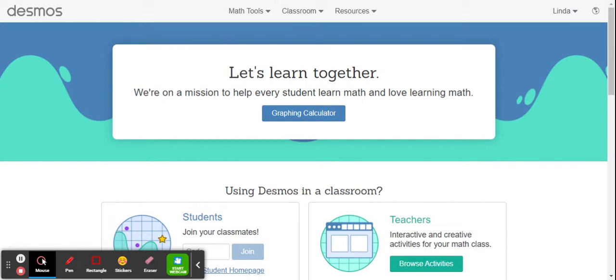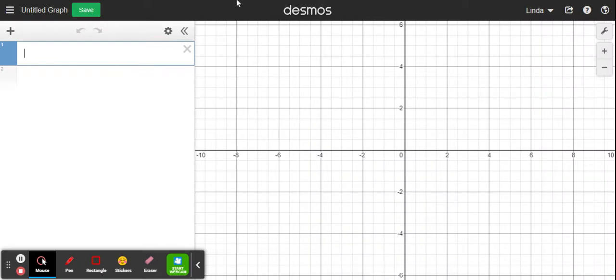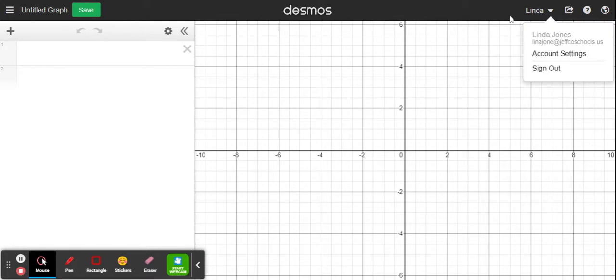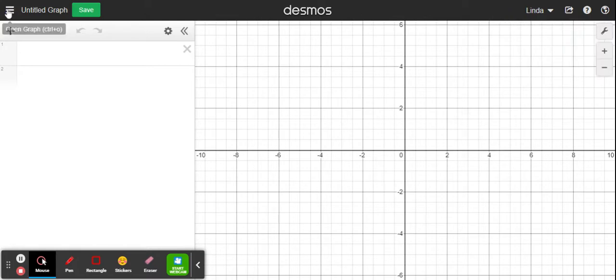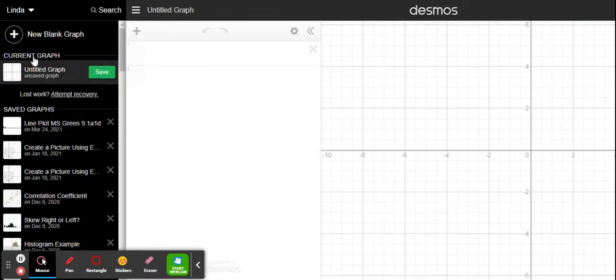So you're going to go to Desmos.com like we always do. Go to graphing calculator. And in here, if you want to sign in, see my name's already on here, so I'm signed in. But if you want to sign in, you could sign in so that you could save your graphs. Because if you looked over here, you'd see some graphs that I've worked on in the past. It's kind of nice to save them.